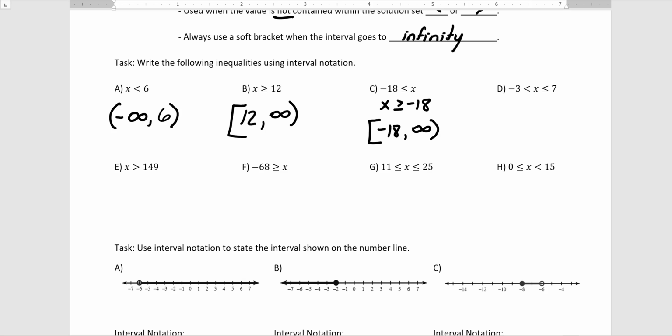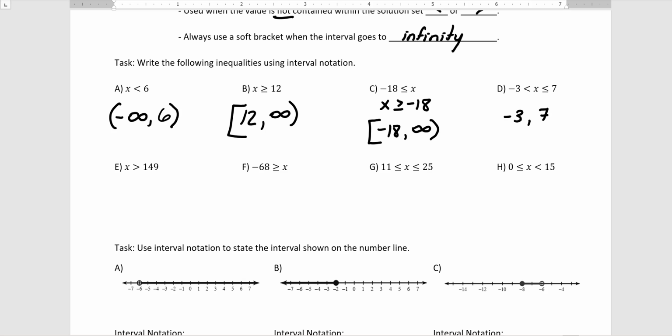Looking at letter D now. Negative 3 is less than x, and x is less than or equal to 7. So this is one where we have an interval that's contained on both sides, right? We're not going to have infinity in our answer here. What's the smallest value x can be? Negative 3. What's the largest value it can be? 7. Now let's talk about our brackets here.